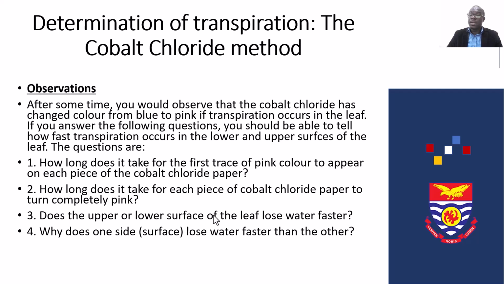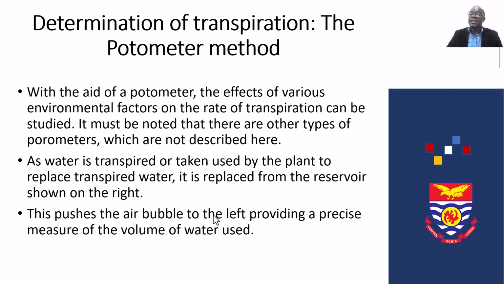The questions are: 1. How long does it take for the first trace of pink color to appear on each piece of the cobalt chloride paper? 2. How long does it take for each piece of cobalt chloride paper to turn completely pink? 3. Does the upper or lower surface of the leaf lose water faster? 4. Why does one side lose water faster than the other?